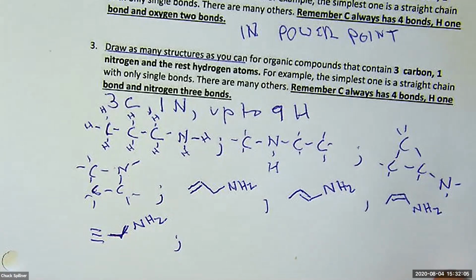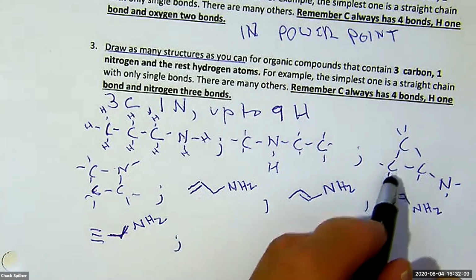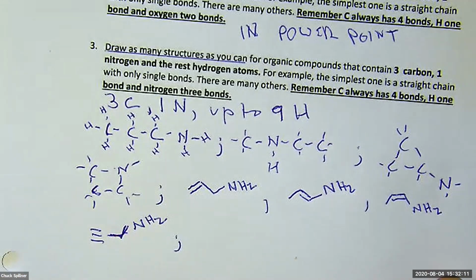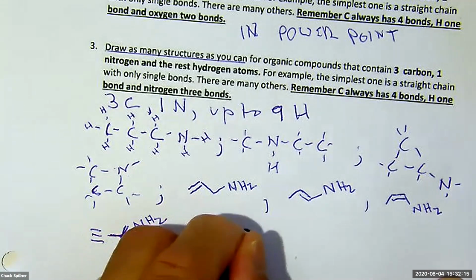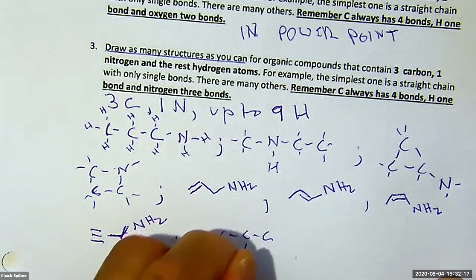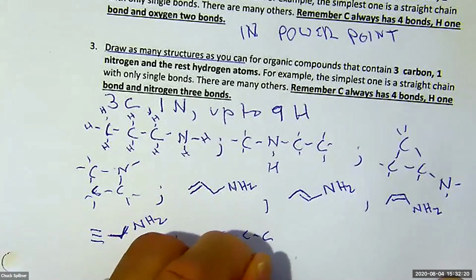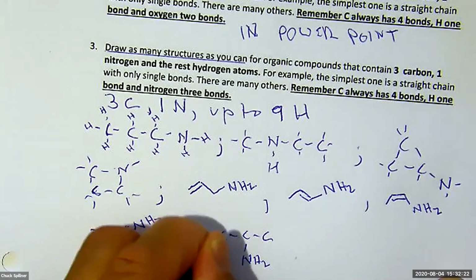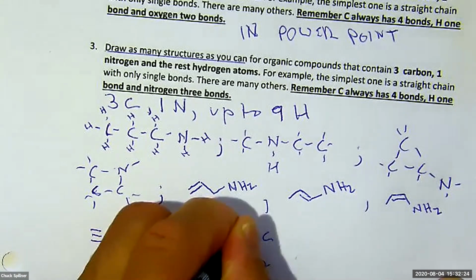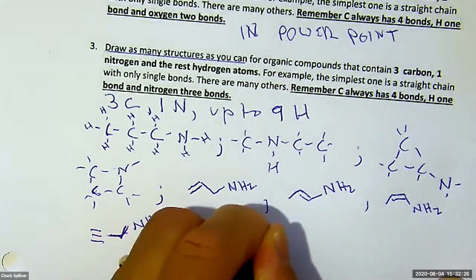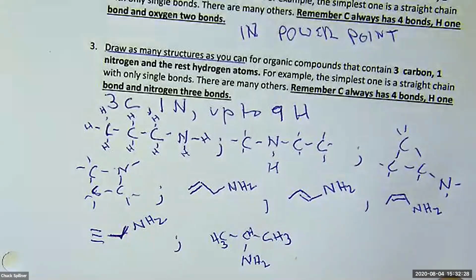And then, you know, I can go on and on. So I have a triple bond, I have a double bond, I have a ring. I can't do a branch. This is sort of a branch. This is sort of a branch. You can do a branch with the nitrogen, put the nitrogen off here. So this is a branch. I'll do a condensed structure here. H3. So there's another one.